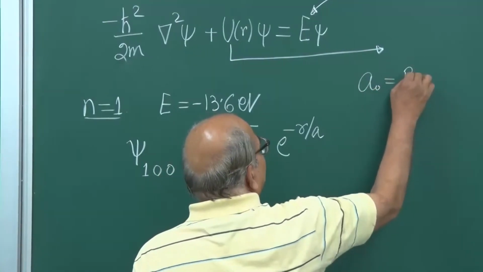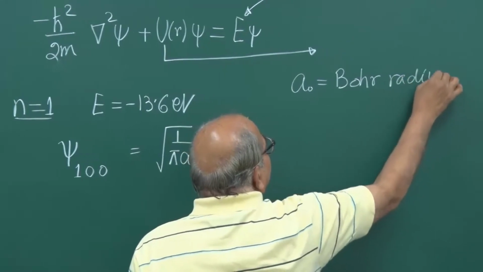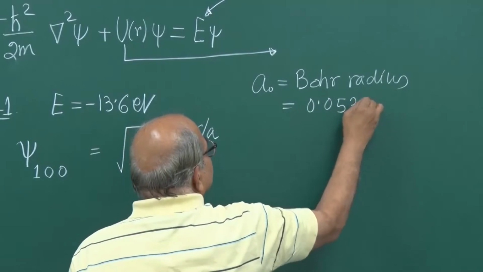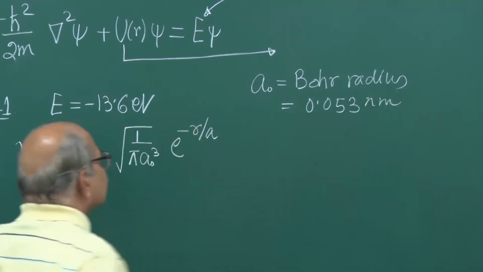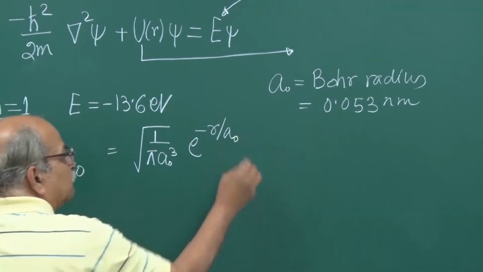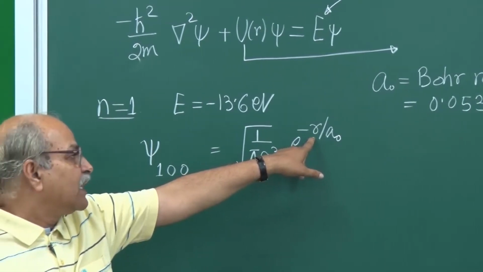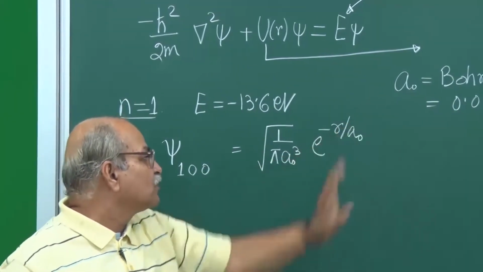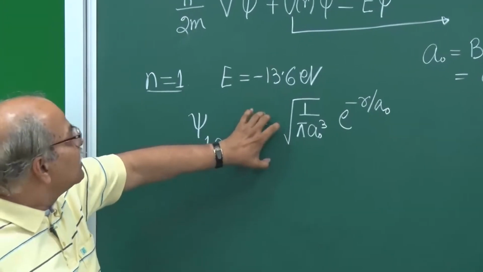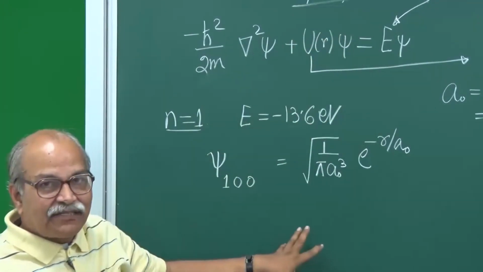A naught is that Bohr radius, which is 0.053 nanometers, and r is the distance of electron from proton, and this a naught is same as this a naught, the Bohr radius. So this is the function. This psi you have to put here, and this energy you have to put here, and the equation is satisfied.